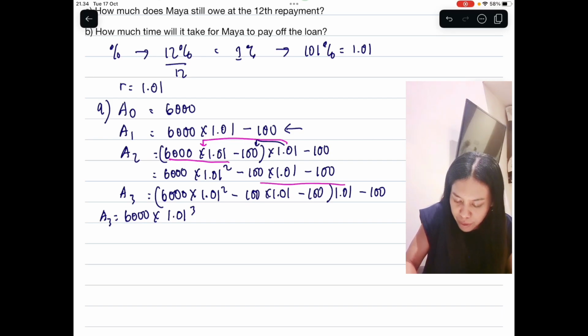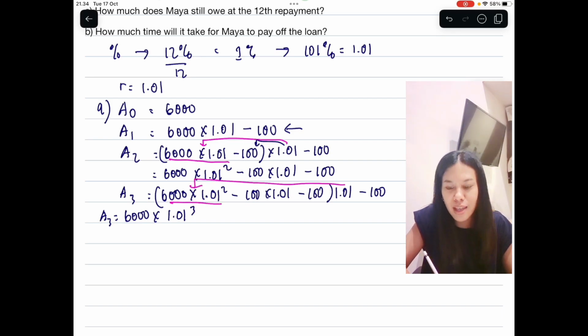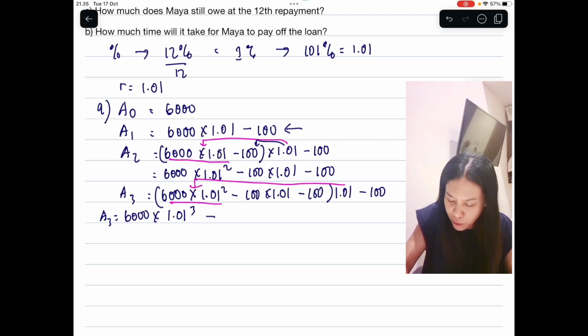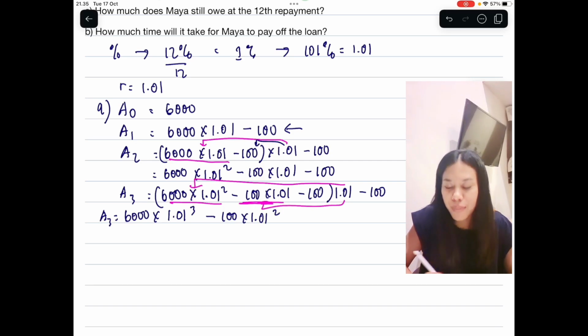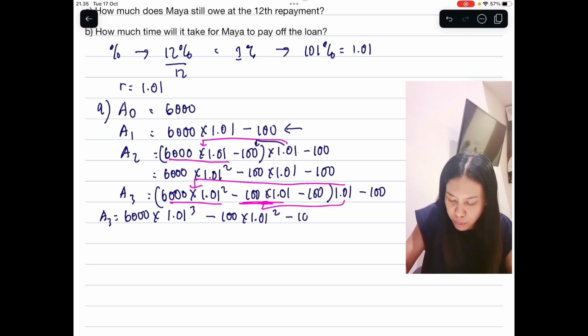I multiply it by 1.01. So 6,000 times 1.01 cubed, okay? Then I minus it again. I'm going to do the second wave. So 1.01, I multiply by this unit there. It's going to be 100 times 1.01 squared, and then I minus it by 100 times 1.01.